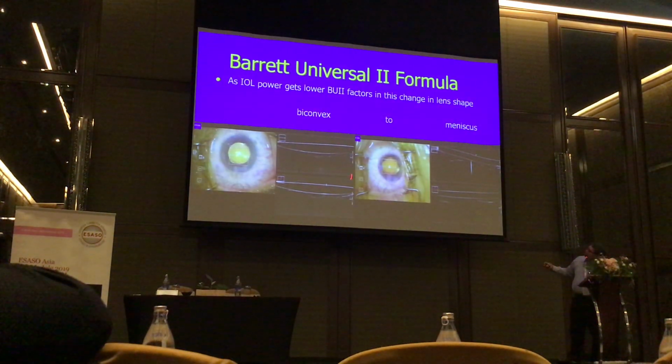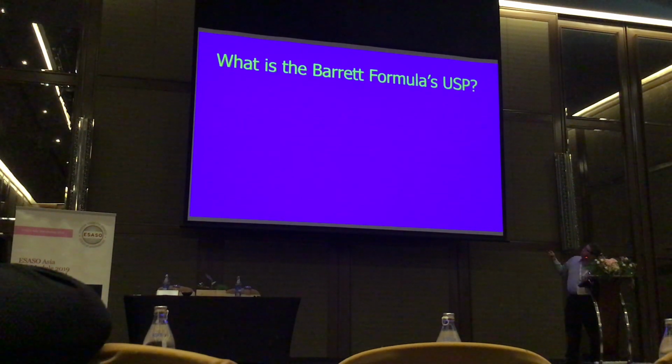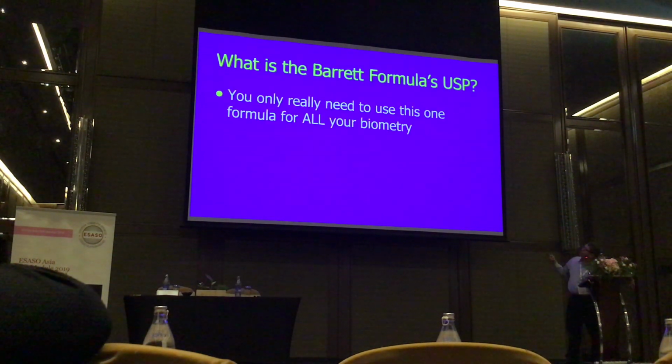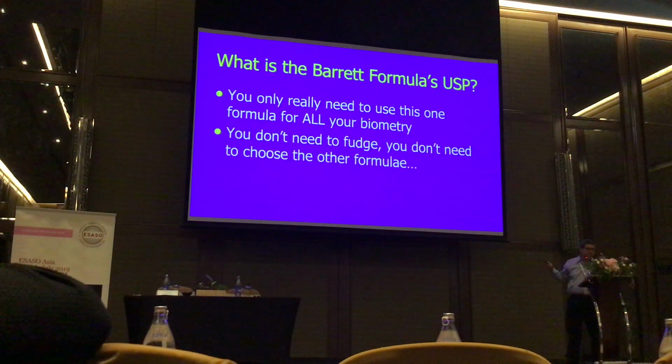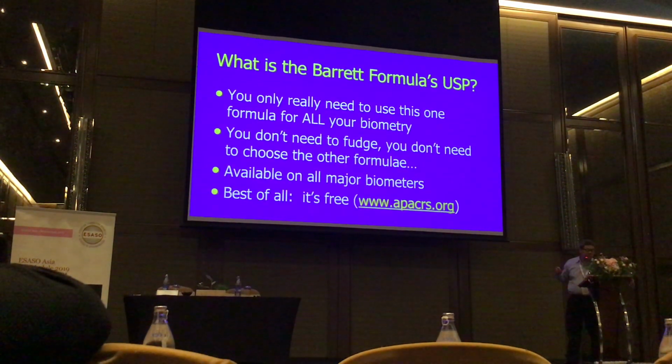Why is that? This OCT image of the lens in the eye shows you the biconvex thicker lenses, and when you go to the low dioptric power, you can see that the IOL shape has changed to a meniscus. The Barrett Universal 2 factors this in and protects you. You don't have to change formula, you don't have to get other things. This will give you a much more accurate outcome. So the Barrett Universal 2's unique selling proposition is that you really only need to use this one formula for all your biometry. You don't need to think too much, it's available on all biometers, and as I said, it's free.